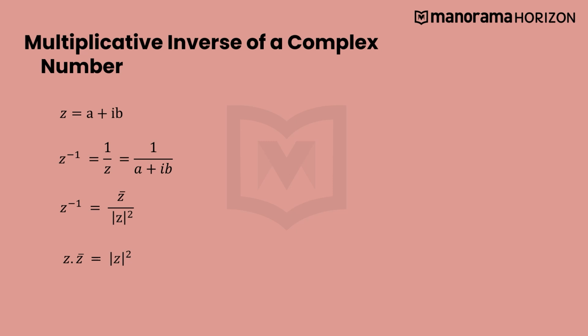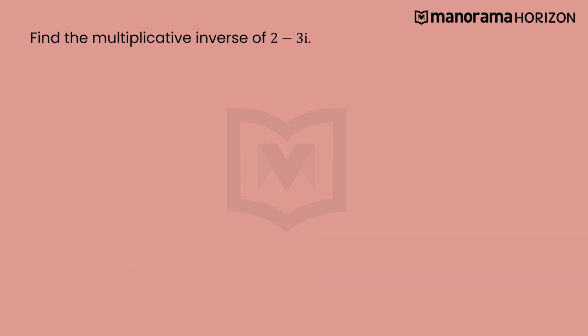Now let us see an example. Find the multiplicative inverse of 2 minus 3i. So our z is equal to 2 minus 3i. We can find it in two ways. First, let us solve this using z inverse is equal to z bar divided by modulus of z square. So first we need to find z bar. z bar is equal to the conjugate. So it is 2 plus 3i.